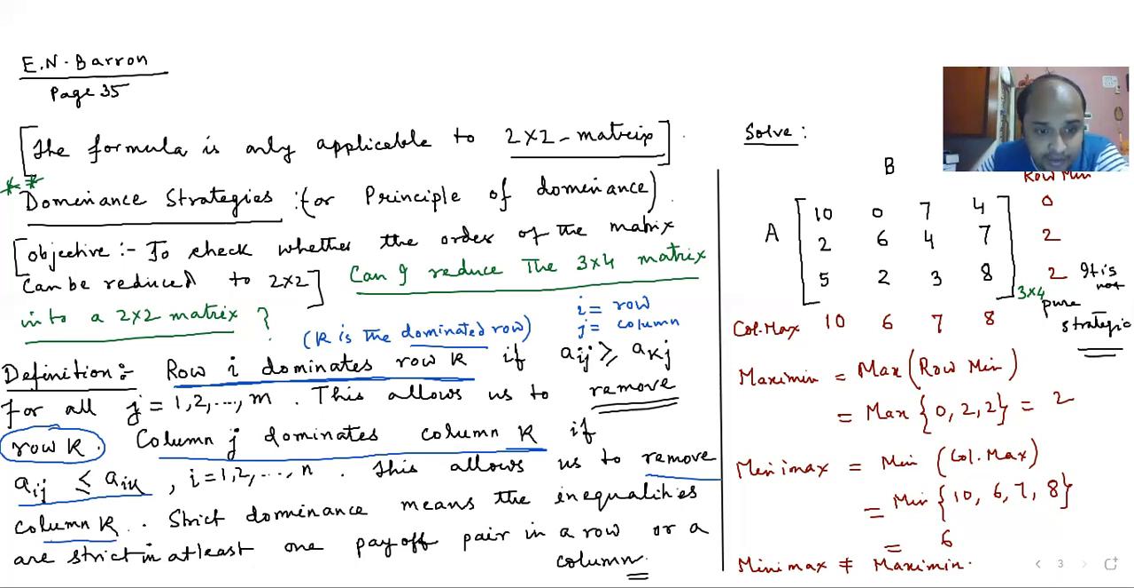Here k is the dominating column. So actually in case of column, if you find that a particular column is dominating another column, that dominating column is removed. And in case of row, if you find a particular row is getting dominated by another row, that row is removed. Dominated row is removed, dominating column is removed.